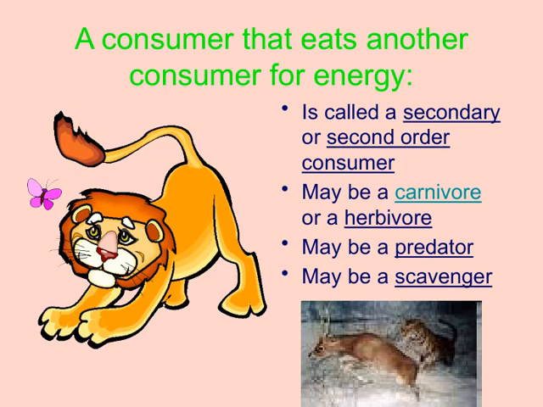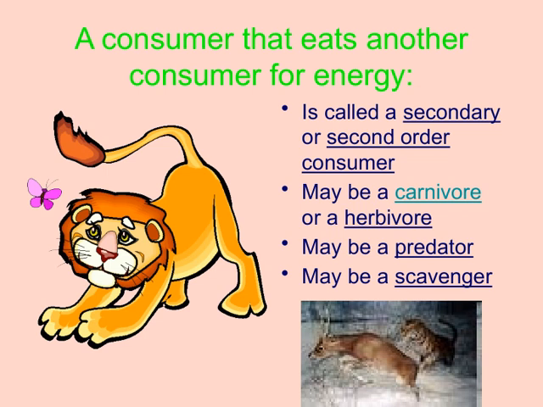Now, let's talk about a consumer that eats another consumer for energy. This is known as a secondary or second-order consumer. These organisms are a step higher in the food chain, and they obtain energy by feeding on primary consumers. They can be either carnivores, which eat other animals, or herbivores, which might occasionally eat animals if the opportunity arises.